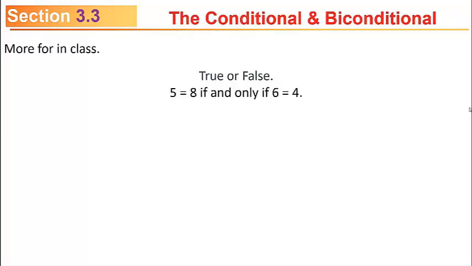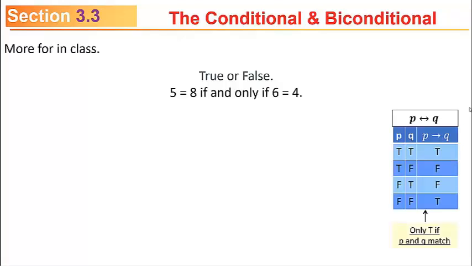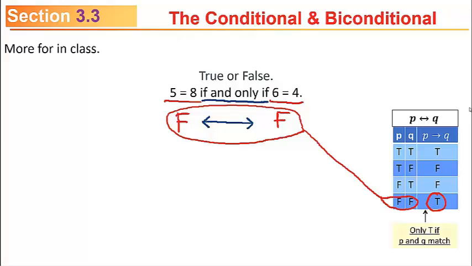Is this true or false? 5 equals 8 if and only if 6 is equal to 4. Remember, this is an if and only if, which is the biconditional. It's only true if they match. If you go back up and look at this statement, 5 equals 8 is false, 6 equals 4 is false, and the if and only if is the double-headed arrow, and they do match, so the statement would be true.